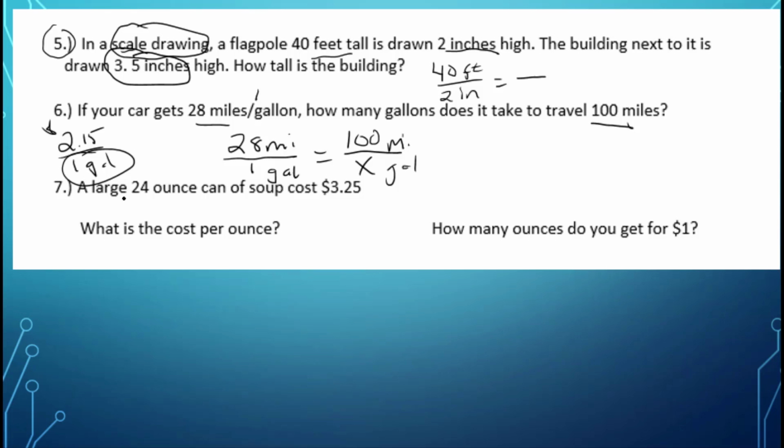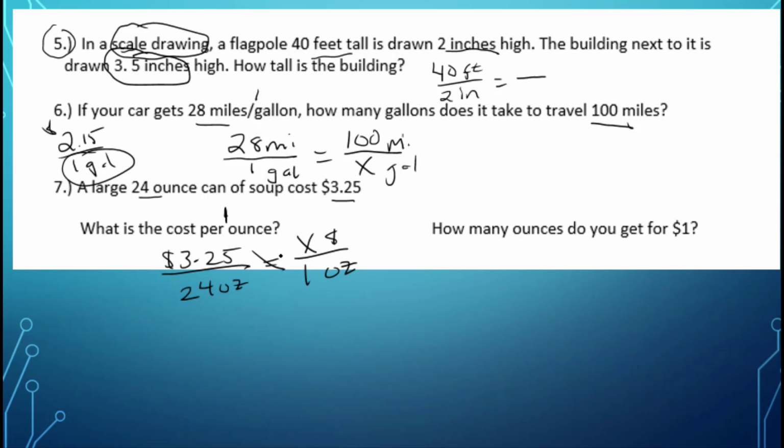So it says a large 24-ounce can of soup costs $3.25. What is the cost per ounce? When they say that, they mean 1 ounce. So let me set up a proportion, although there's 2 ways to do this. I have $3.25 for 24 ounces. And what I want to find is how much it costs for 1 ounce.